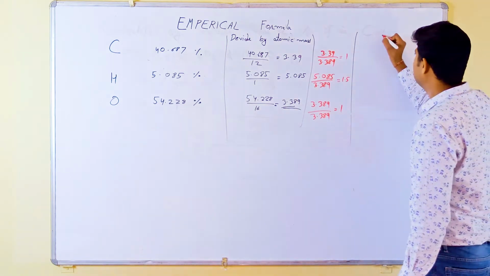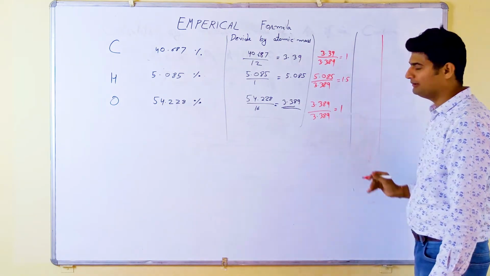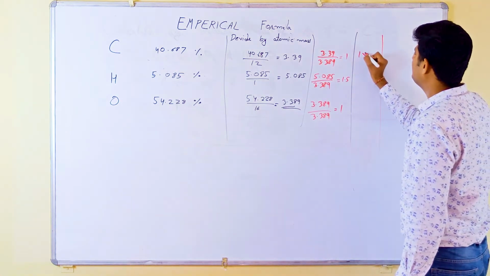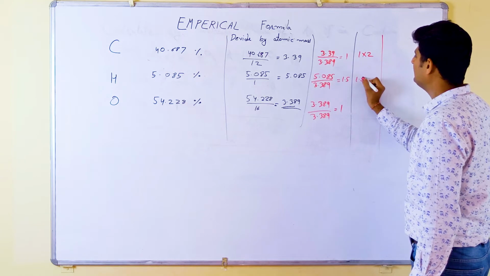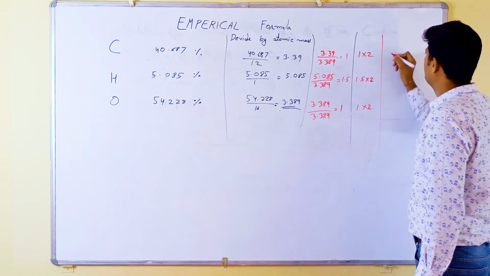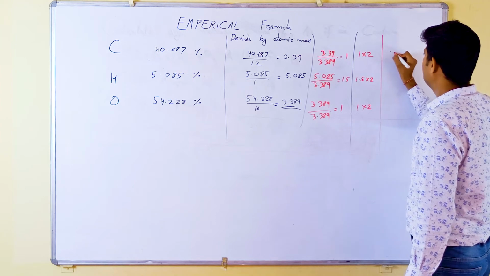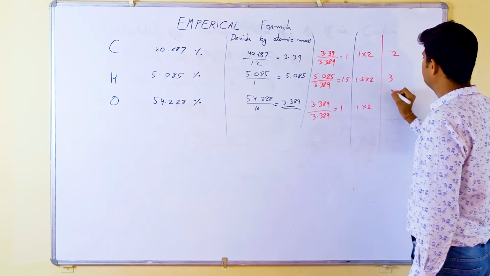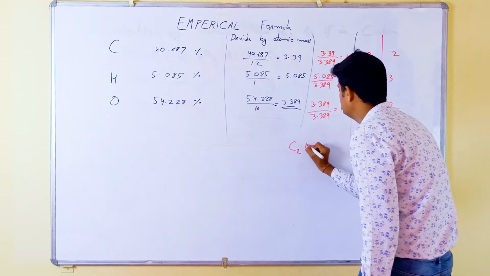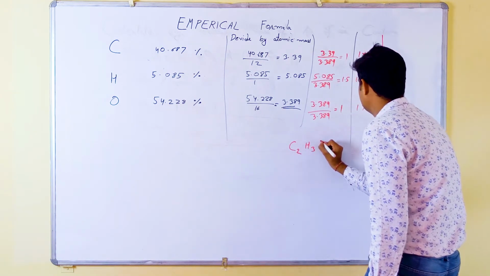So we can simply multiply each term by a number so that everything becomes a whole number. So we are multiplying by 2 so that 1.5 can become 3. So this will be the ratio 2, 3, 2. So the overall empirical formula will become C2H3O2.